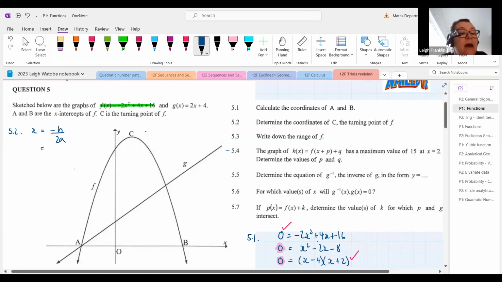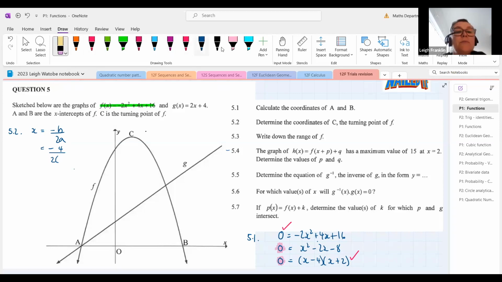If you did that and you worked with this equation over here, so f of x equals minus 2x squared plus 4x plus 16, the value of b is 4. So this would be negative 4 over negative 2 times the value of a. Sorry, that's supposed to be negative 2. Like so, and then you would end up with 1. So that's one option.